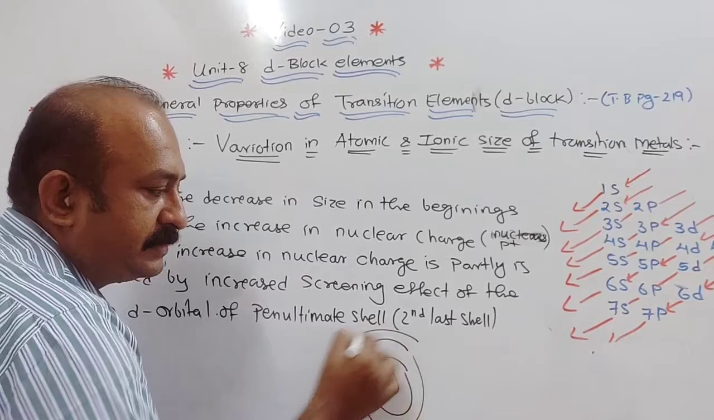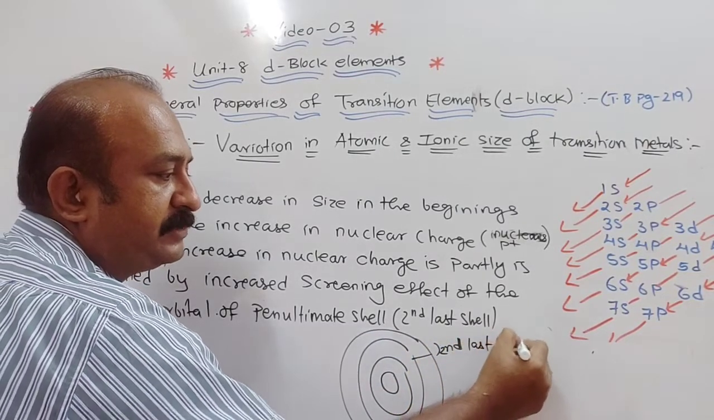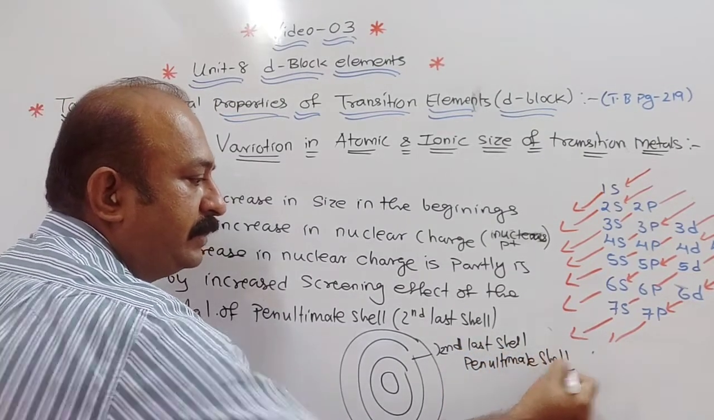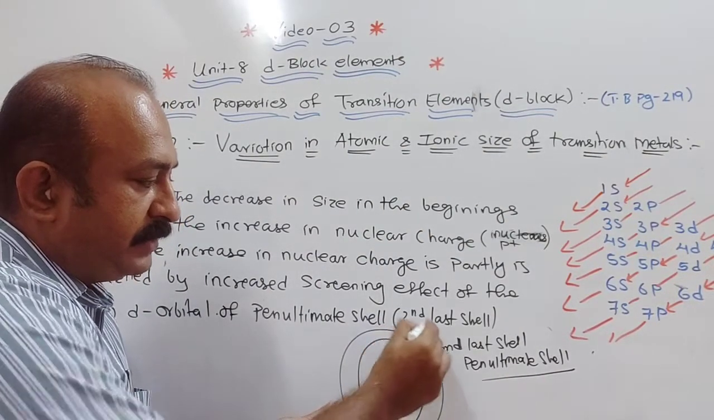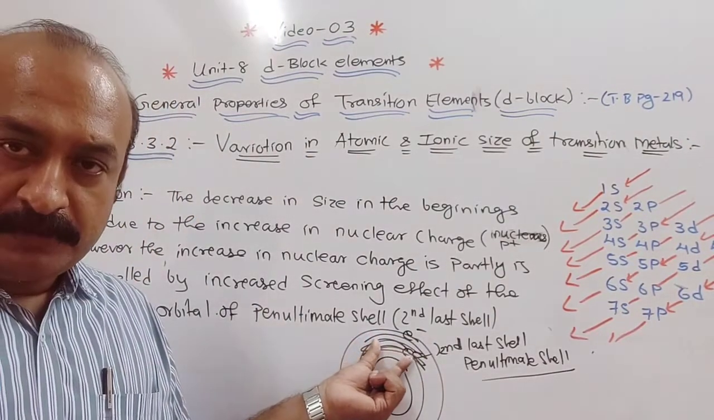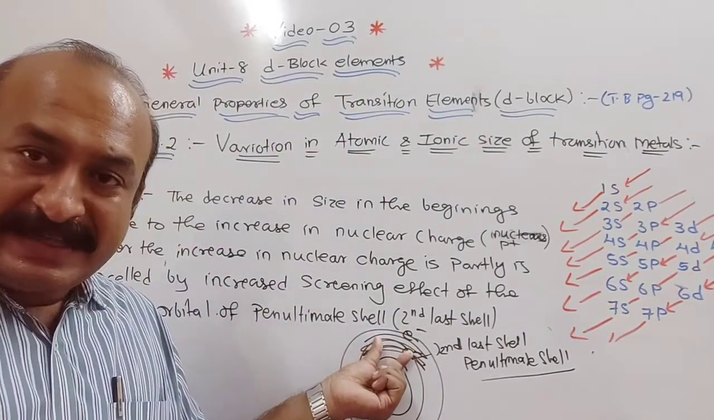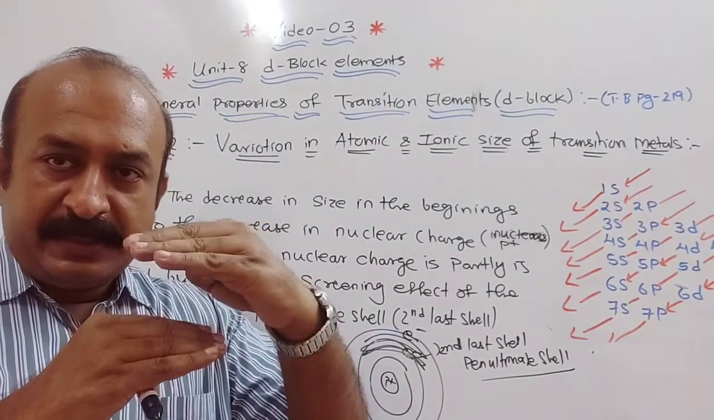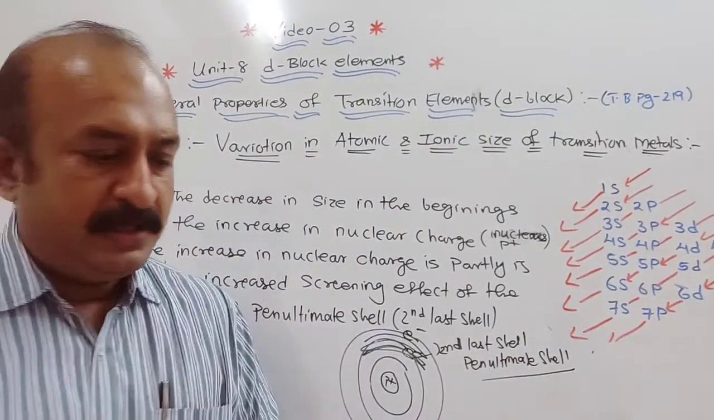This is what I showed here. This is the second last shell. Second last shell means which shell? The penultimate shell. Clear? Here you see the second last shell electrons and protons, and here again electrons. So this second last shell will form a shield. When this shield is strong, there is less attraction and the atomic size increases. When there is a balance between the screening or shielding effect and the nuclear charge, it remains constant.